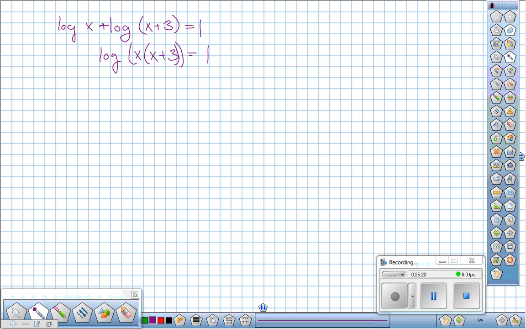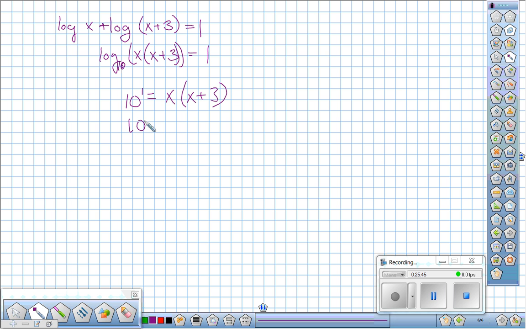And then I'm going to rewrite it in exponential form. Basically this looks a lot like the one we just did where I had an x inside my parentheses. I have to remember that my base is actually 10 because it's just a normal log. Then I rewrite it: I have 10 to the power of 1 equals the stuff I have here in parentheses, x times x plus 3.